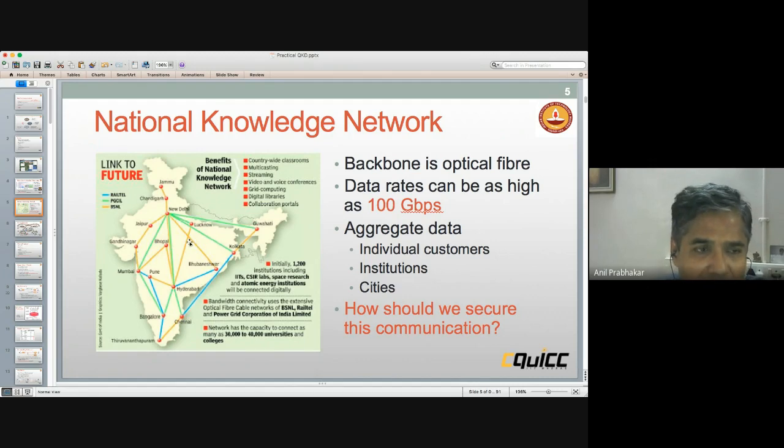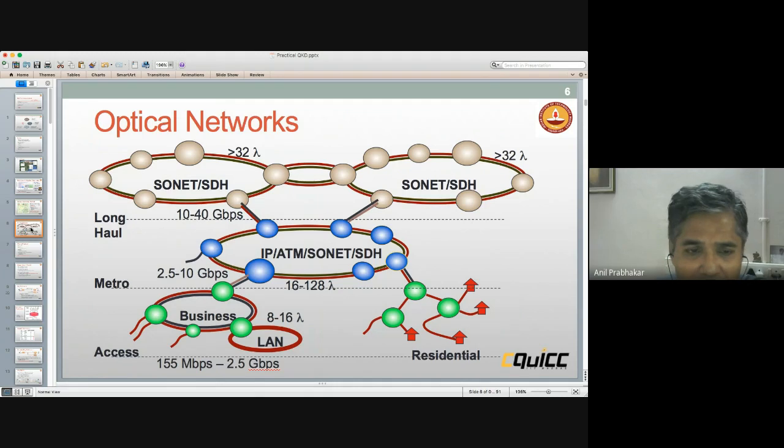Within each of these dots, you're actually running networks themselves, and this is what it would look like. You would have access networks where you've got businesses and LANs connected at about 2.5 gigabits per second. Then you have metro area networks that go up to 10 gigabits per second. And then you have the long haul networks that go up to 40 and now 100 and 1000 gigabits per second, right? So these networks also need to be secure.